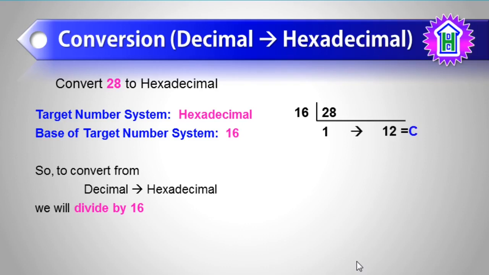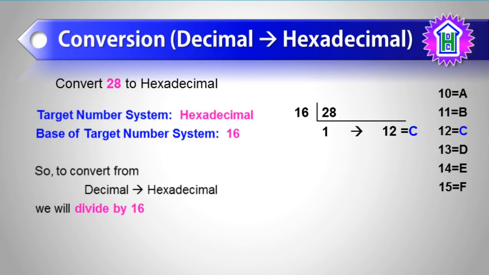Now we cannot write 12 because 12 is not a single digit, it is a combination of two digits, 1 and 2. In hexadecimal, we write 0 to 15. 0 to 9 can be directly written as digits, but 10 cannot be written as a digit. So hexadecimal represents 10 as A, 11 as B, 12 as C, 13 as D, 14 as E, 15 as F. So for 12 we will take the value C.